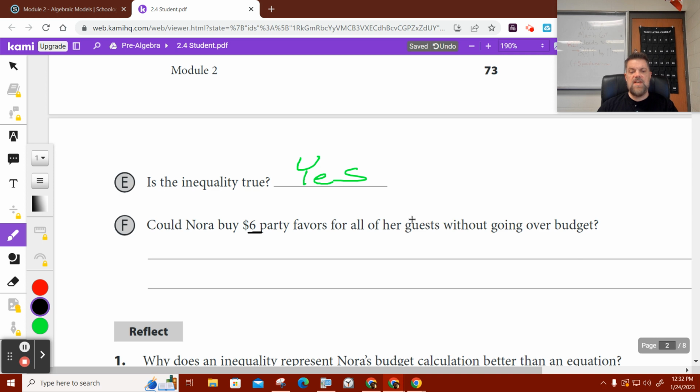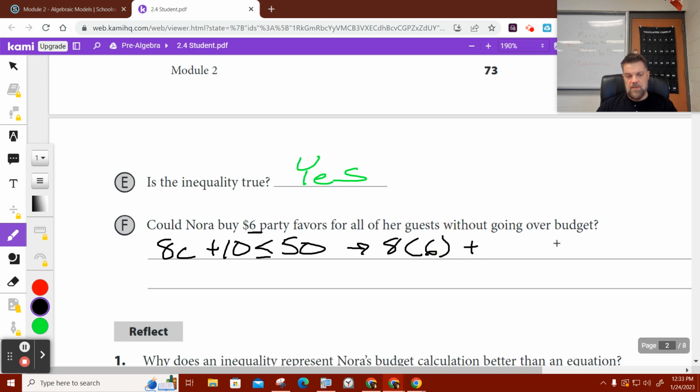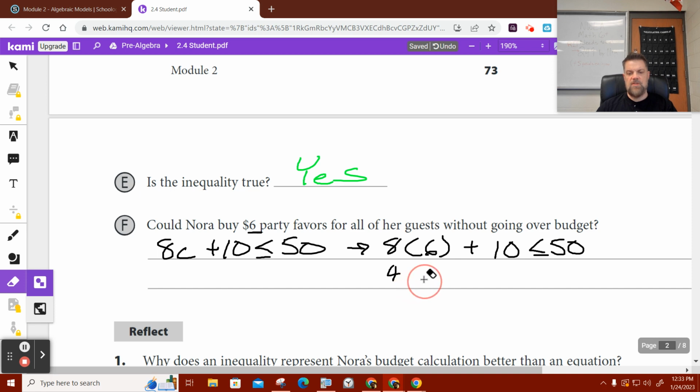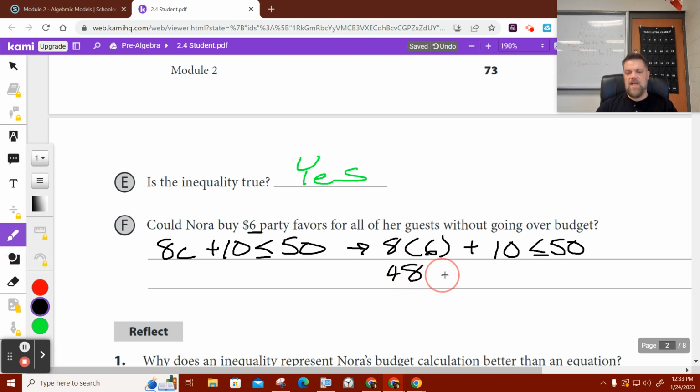And then it says, could Nora do the same thing if she spent $6? Well, you would say 8C plus 10 has to be less than or equal to 50. So then you would say 8 times 6 plus 10 has to be less than or equal to 50. But what's 8 times 6? 48. I don't know why I put the 6 there. 48 plus 10 is less than or equal to 50. What's 48 plus 10?